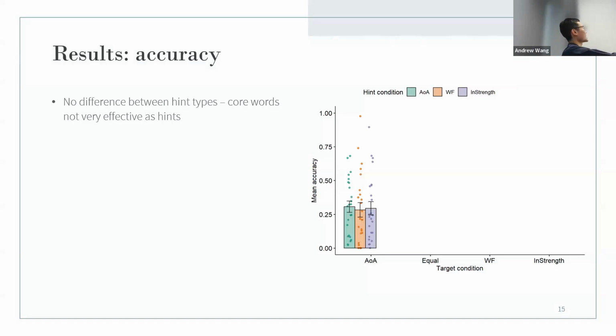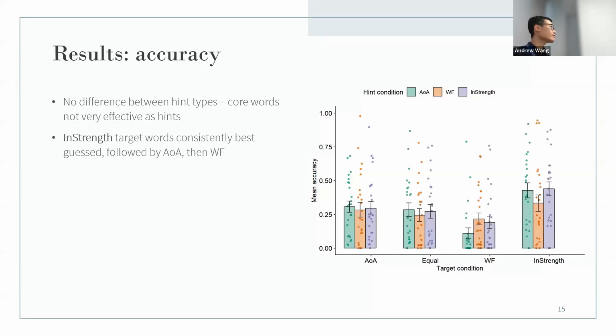Looking first at just one of the target conditions, what you can see is that the accuracy across the different types of hints was actually quite similar. And in fact, this is what we found. We didn't find any differences between our different types of hints. And overall, the accuracy was quite low in this task, which made us think that the core words were not very effective as hints in the first place.